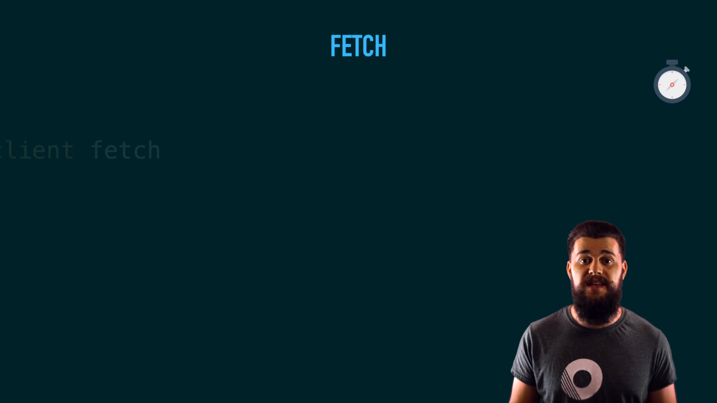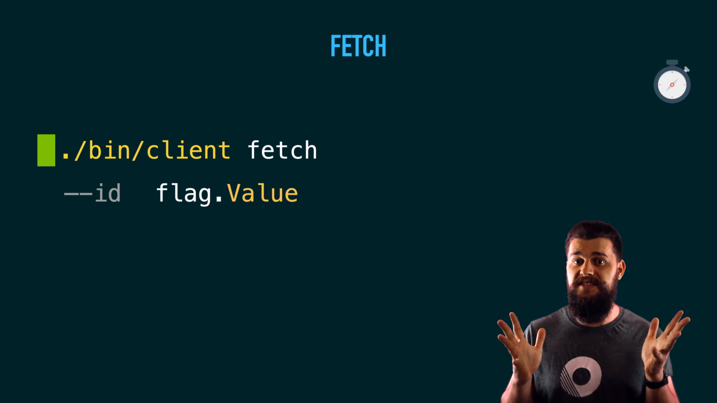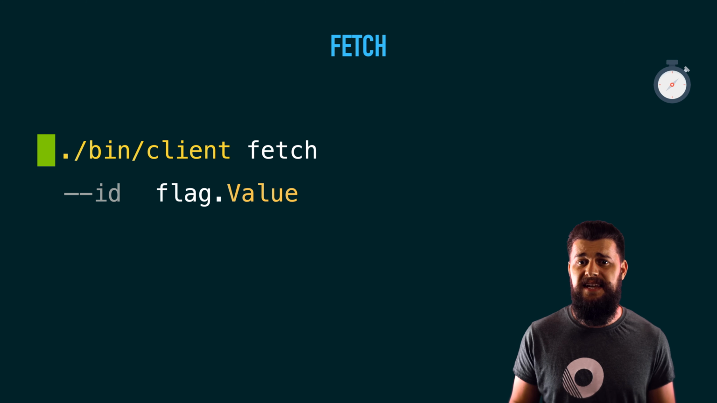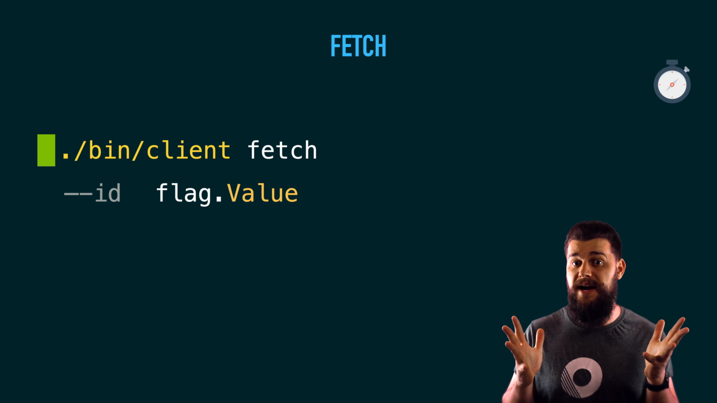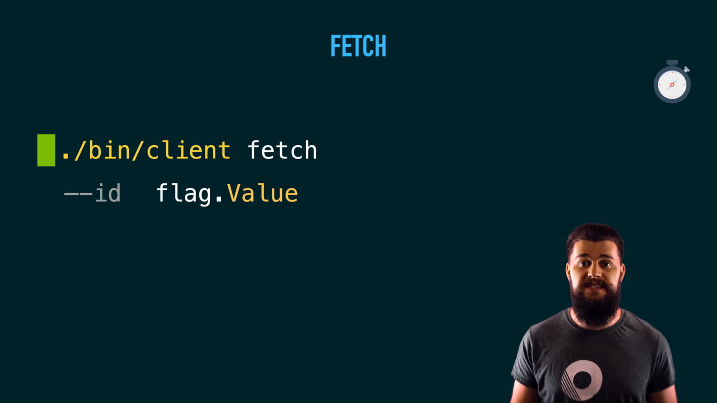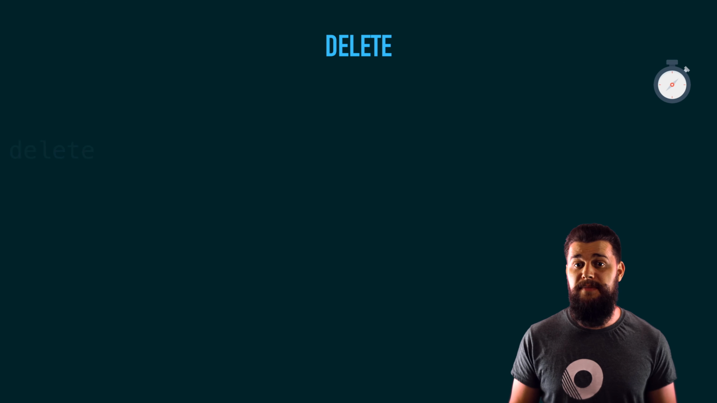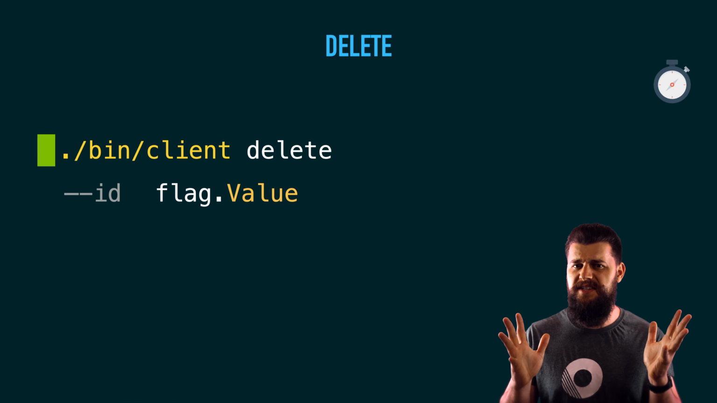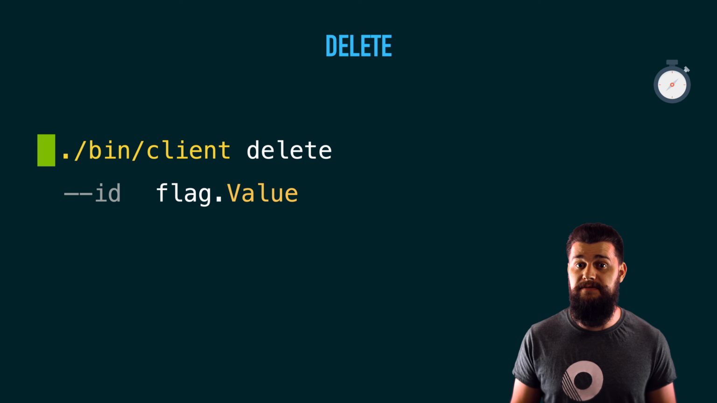Then we have the fetch command, which, as you guessed, is gonna fetch a list of reminders by ID. We provide an ID, and if you want to fetch multiple reminders, you just provide multiple IDs in the command line. The ID flag, or the ID argument, which we will be parsing later on, is a flag.Value, which means it's going to implement the flag.Value interface. And lastly, we have the delete command, which deletes a bunch of reminders. It again accepts the same ID flag, or the same ID argument, which is a flag.Value.